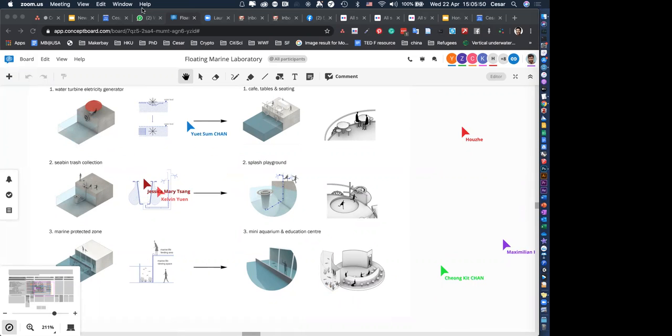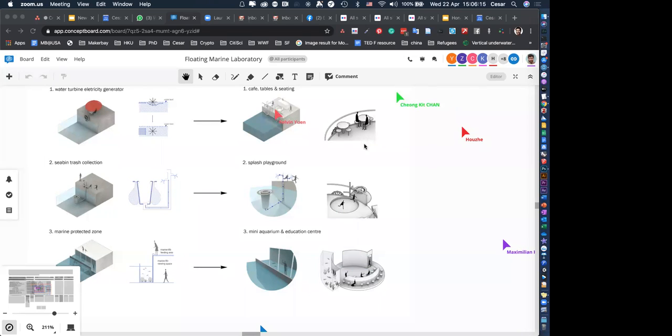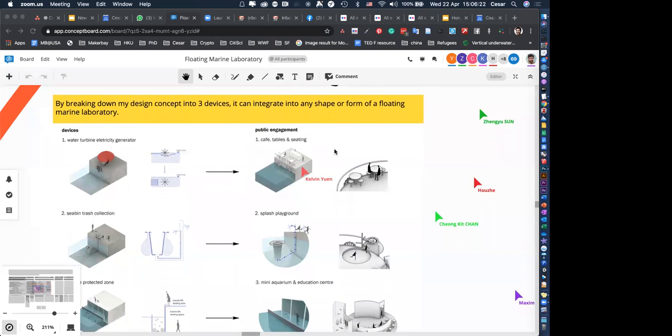And then the second is the sea bin trash collection device, and then the marine protected zone. So all these can be just easily plugged in to any platform. And then the devices will lead to public engagement of all these other things. That was what I was trying to do in the drawing. In the top right hand, I can see there's also coffee tables. So my idea is that each device can lead to a program or a function that can engage with people.